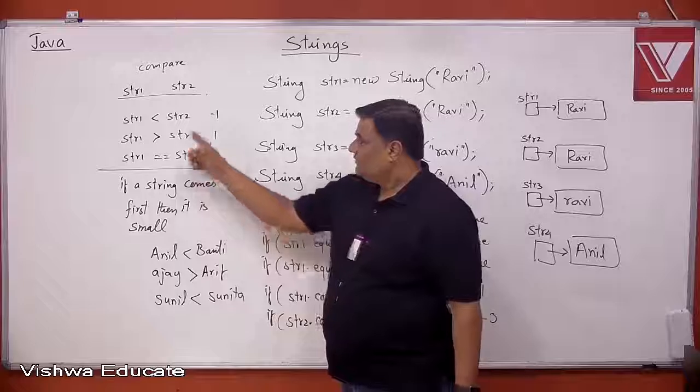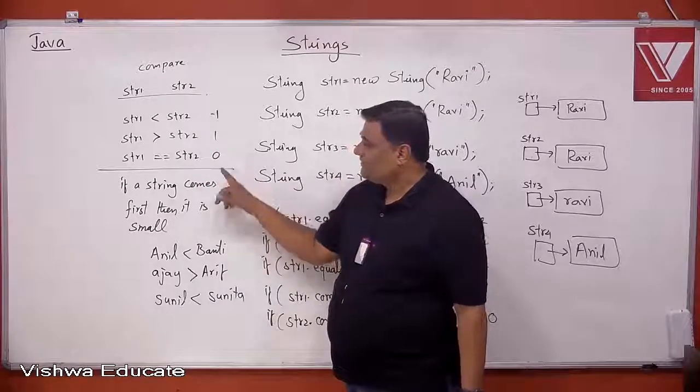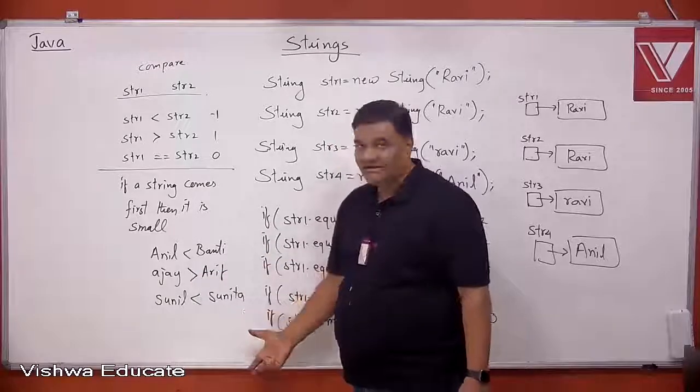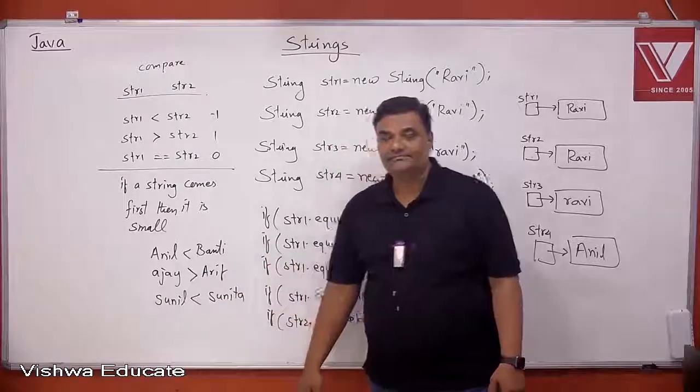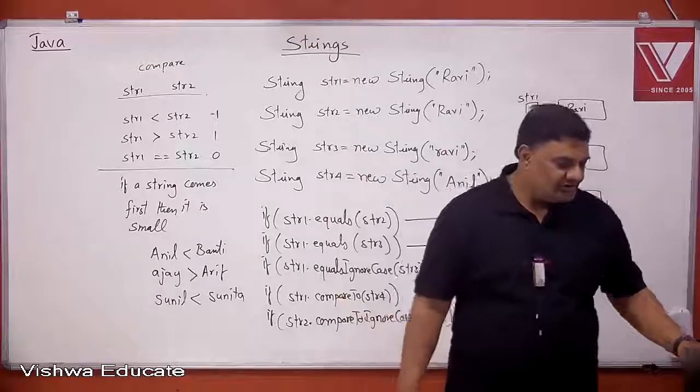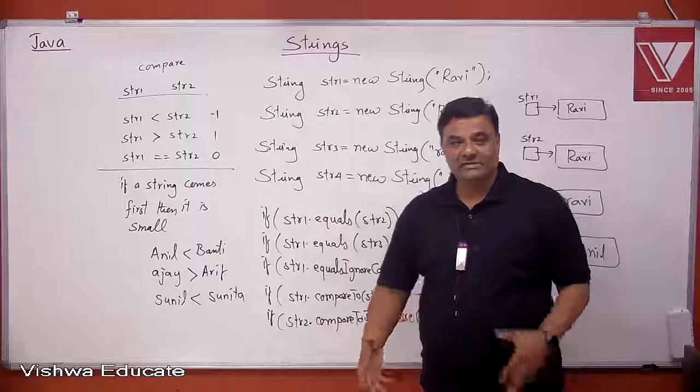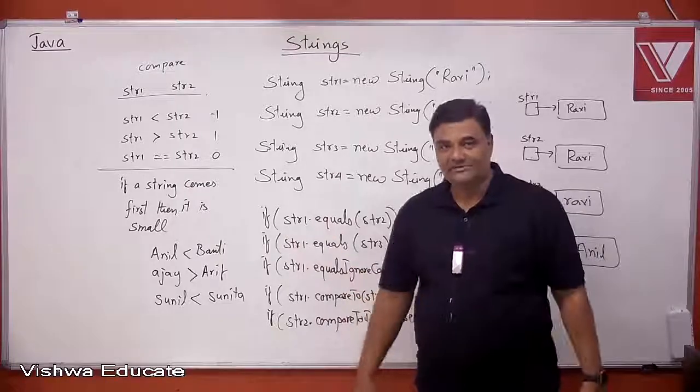It helps you in logic development, right? So what are the results I have shown you? 0, 1 and -1 they will return. And what is small, what is greater, that I have shown you. So take this one. That's all. We'll continue with the remaining methods of string in next session.